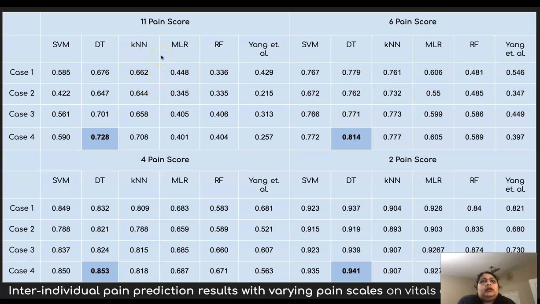The 6-point rating scale involves 0, which is no pain, very mild pain, that is 1 to 2, mild pain, moderate pain, severe pain, and very severe pain. The 4-point scale includes no pain, mild pain, moderate, and severe pain. And the binary pain includes no or mild pain, which we included as pain score 0 to 5, and severe pain, including pain score 6 to 10.